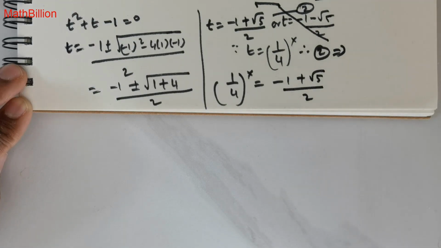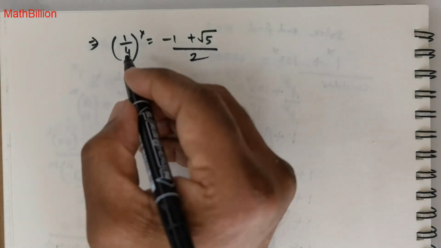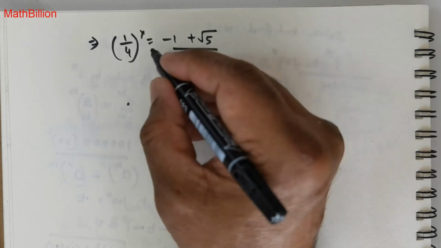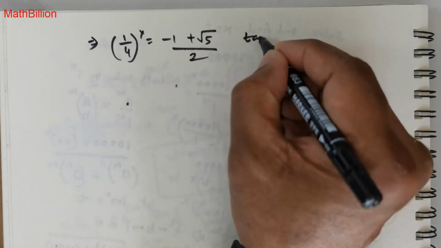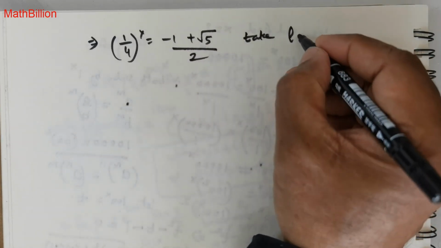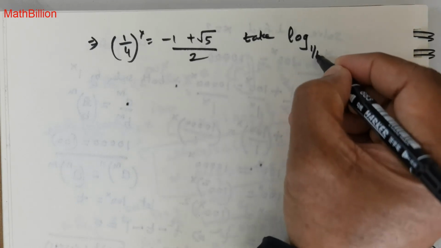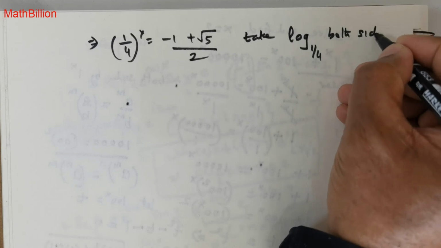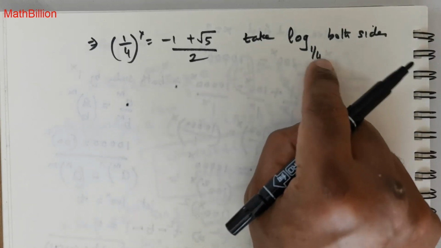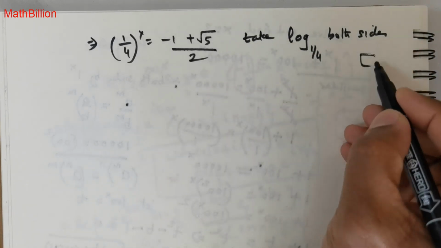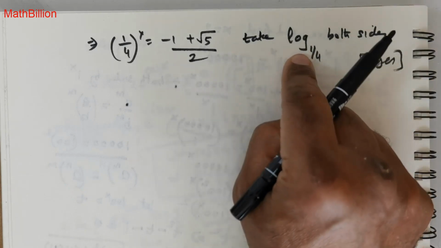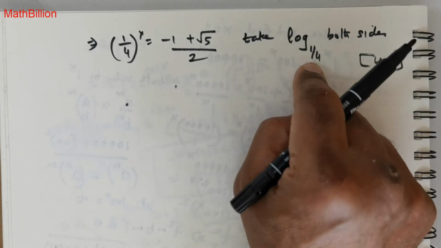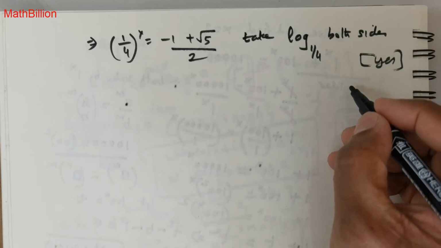Now we need to extract the value of x. So continuing on, we have to extract the value of x. So I would like to take, this is the important step you need to know, log to the base 1 over 4 on both sides. Now you might be asking me, can a log have a fractional base? The answer is yes. Logarithmic quantities can have a fractional base, right?